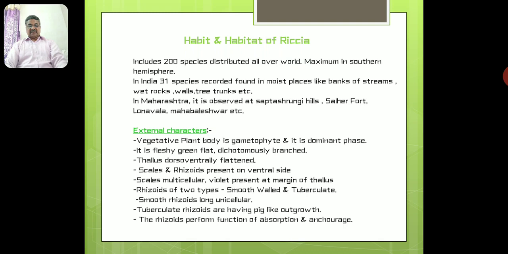The smooth walled rhizoids are long and unicellular, while tuberculated rhizoids have peg-like outgrowths inside the wall. The rhizoids perform the function of absorption and anchorage, which means they absorb water and minerals from the moist soil and provide support. Anchorage means support to that thallus to survive.